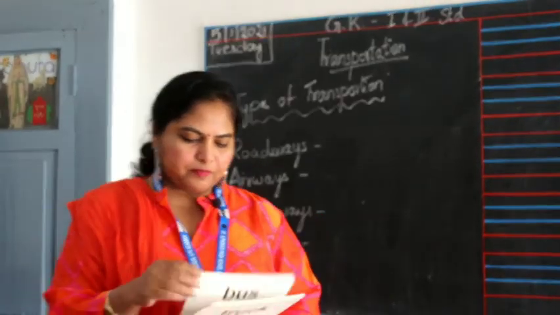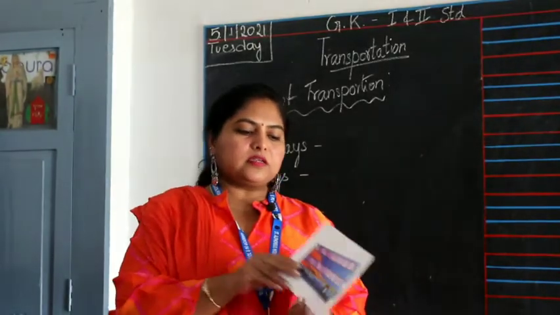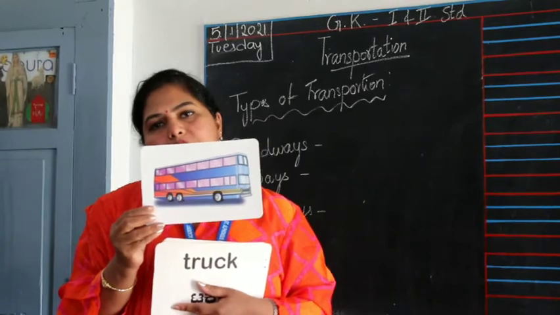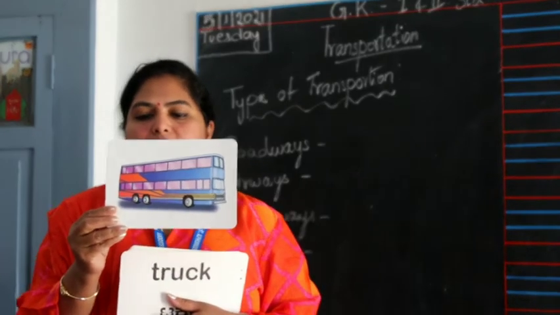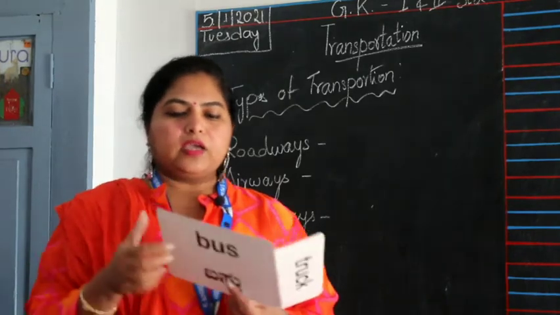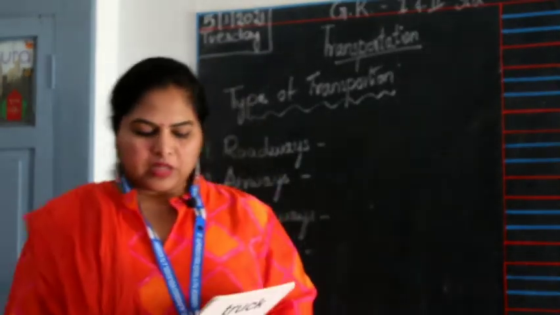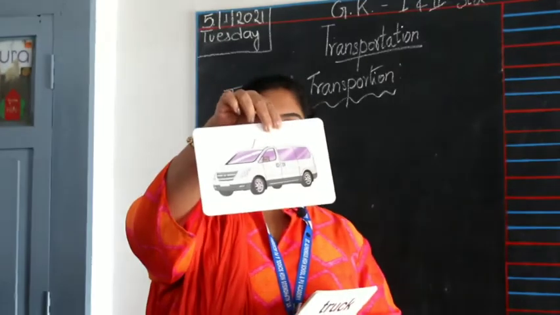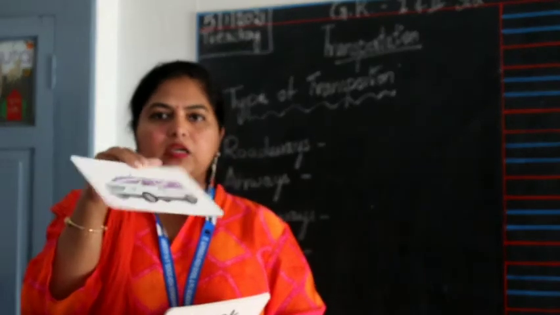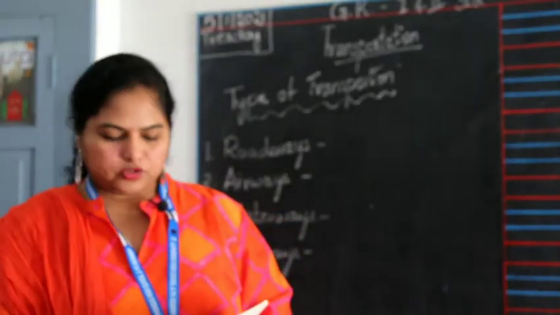And then I have a bus. Bus is another means of road transport which carries passengers from one place to another. Okay, that's bus. Buses come with 6 to 8 wheels. And then I have a van. What is this? Van. A van can also be private or hired, which will take you on the road.